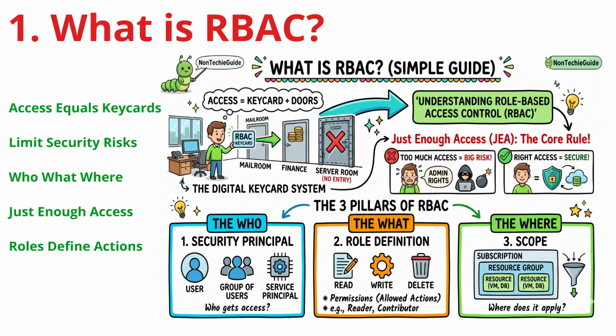To make this work, we look at three pillars. First is the who, or the security principle, the person or app holding the card. Second is the what, known as the role definition. This determines if you can just look at files or actually edit them. Finally, there is the where, or the scope, the specific room or desk where your keycard actually works. By connecting these three, we keep your data locked down and your team moving fast.